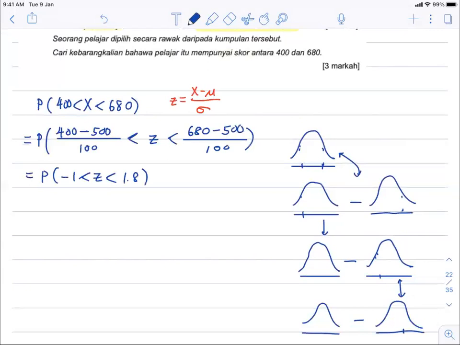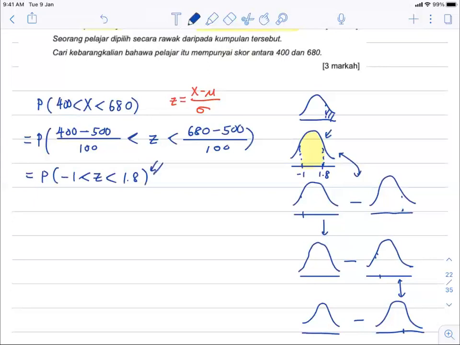Okay, so this expression, if we were to draw it in a normal distribution graph, will look like this. So I label -1, 1.8, and then highlight the region in between. So this is the probability that we want to find right now. But we are not ready to find it yet because our Z-score table only allows us to find the probability on the right-hand side, right?